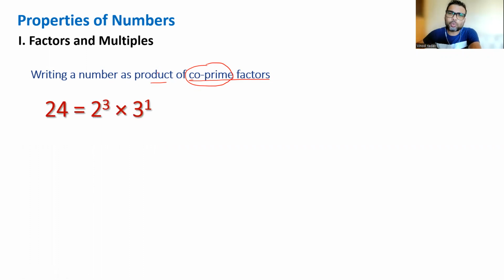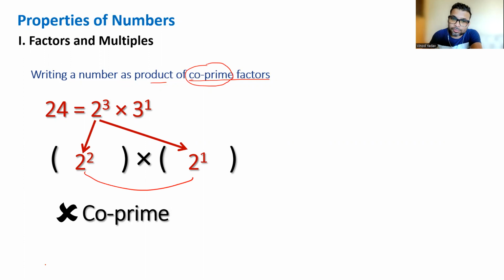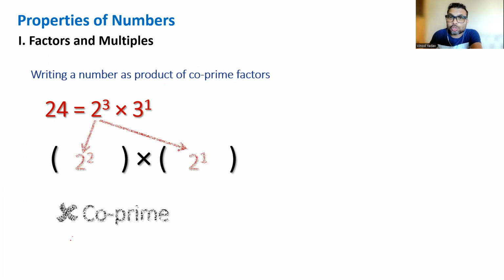Okay, so let's take 24 itself. See, 24 you've prime factorized like this. Now you want to make two groups such that both the groups should not share anything apart from one. So if you split one 2 like this, there's a problem, right? Because 2 will be common between both of them, so it won't be co-prime pairs. So how should you split?